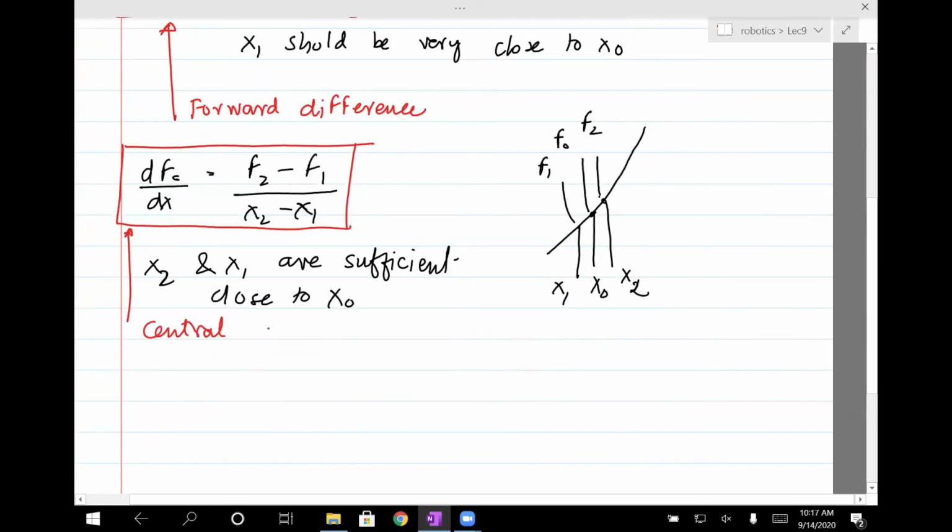Central difference is more accurate than forward difference.